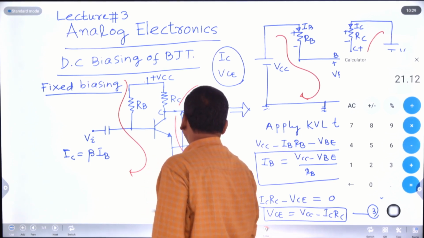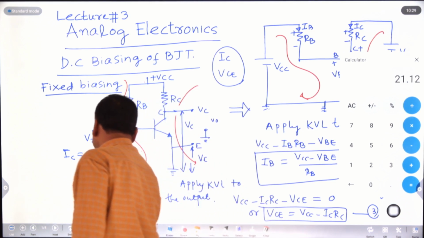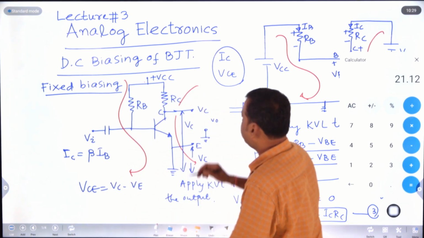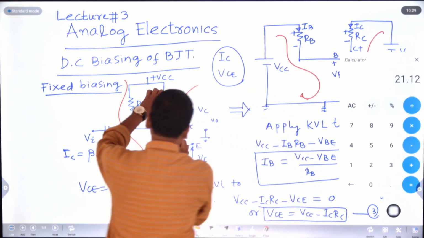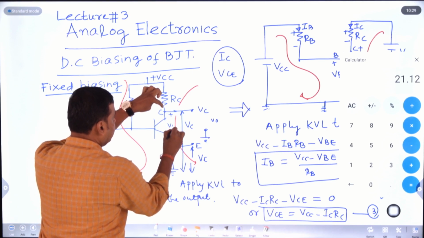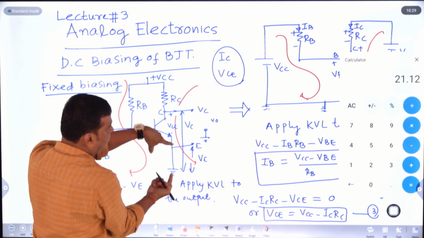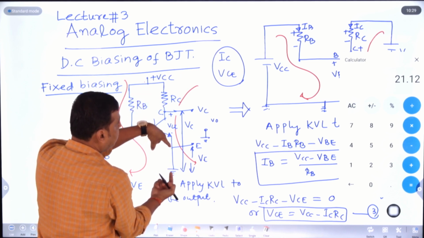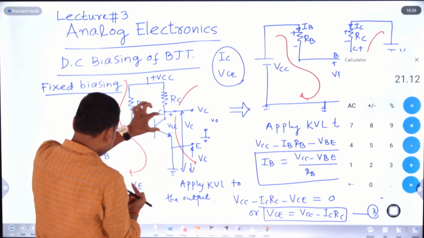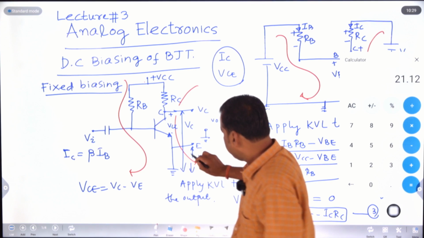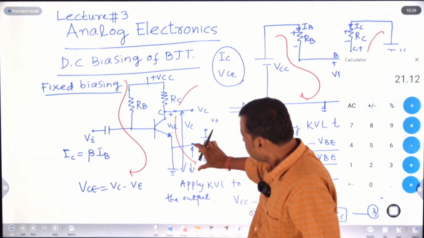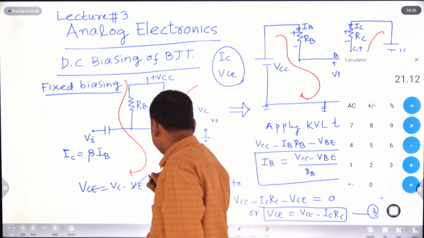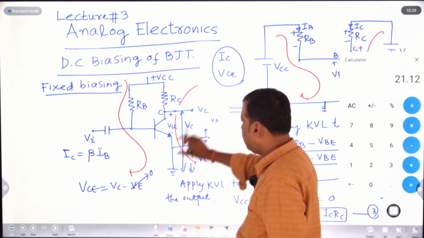VCE is nothing but VC minus VE. From collector to emitter, the voltage is the total from the collector potential to ground, which is VC, minus the emitter potential to ground, which is VE. How to get VE? The emitter is grounded here, so from this point to ground it is 0. So VE is 0, and VCE is nothing but VC.